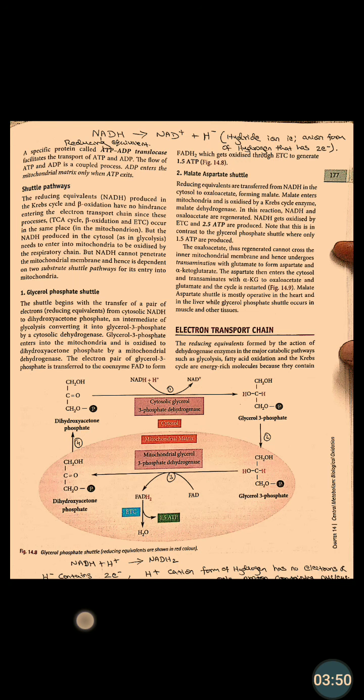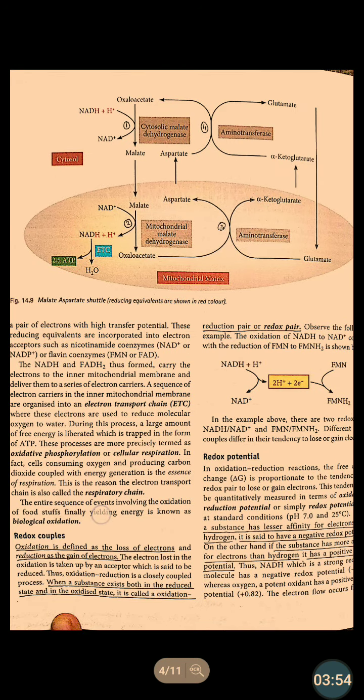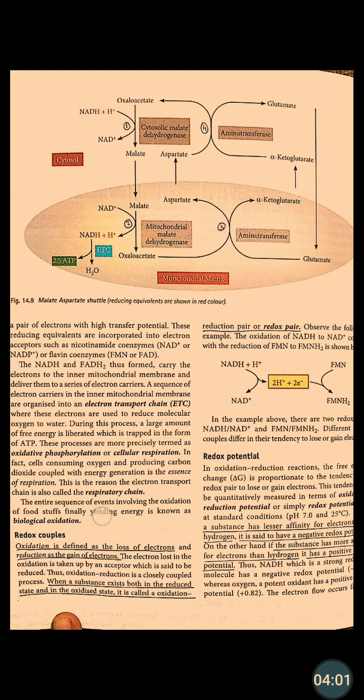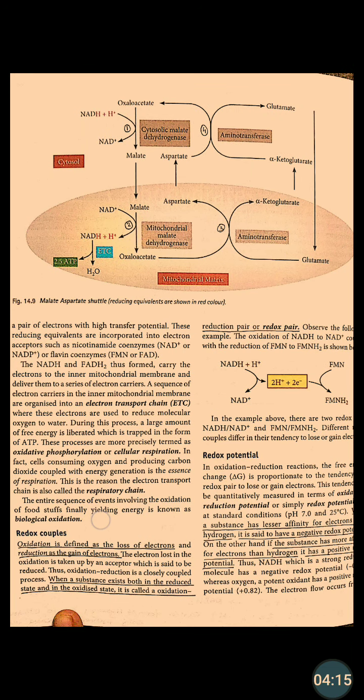There is one more shuttle called the malate-aspartate shuttle. So you can see here, it is the oxaloacetate that carries the reducing equivalents from NADH2 which is present in the cytosol. This NADH2 also is formed from glycolysis. So this NADH2 donates the reducing equivalents to malate. This malate is now permeable to the mitochondrial membrane, so it enters into the mitochondria. It gets converted back into oxaloacetate.